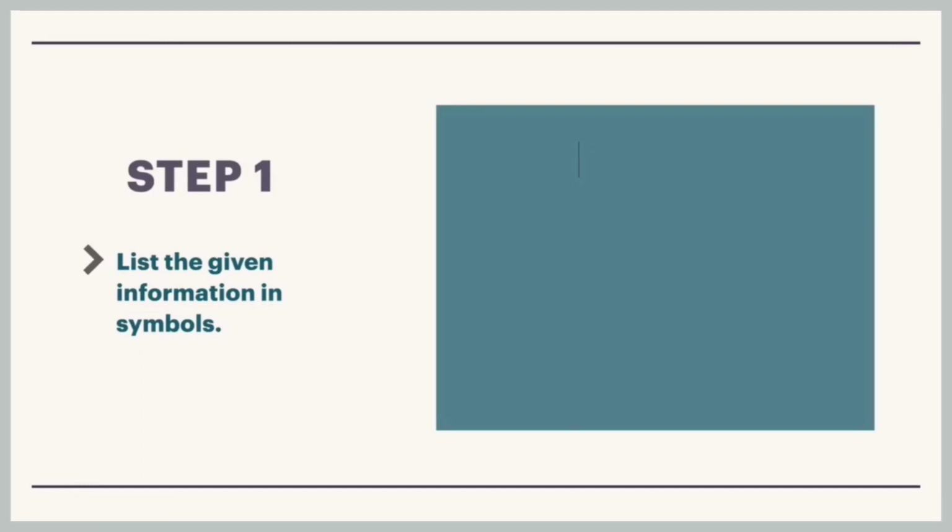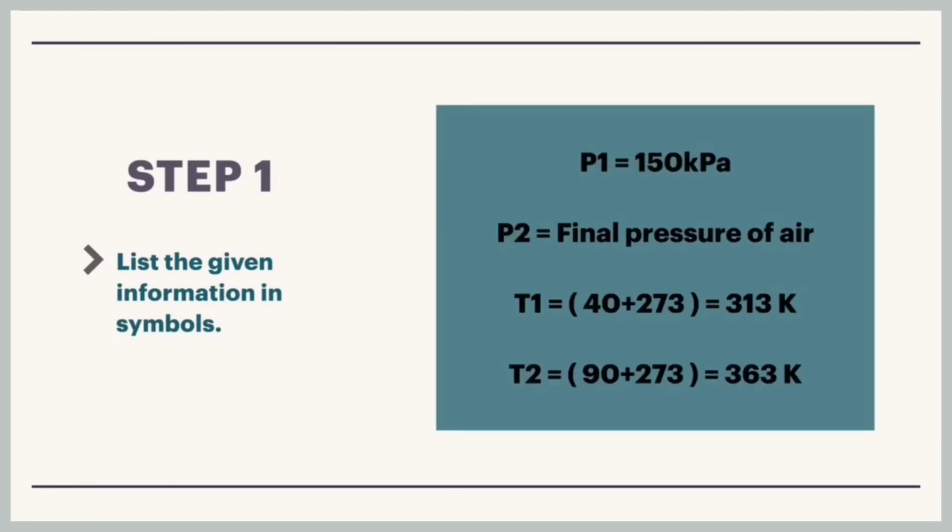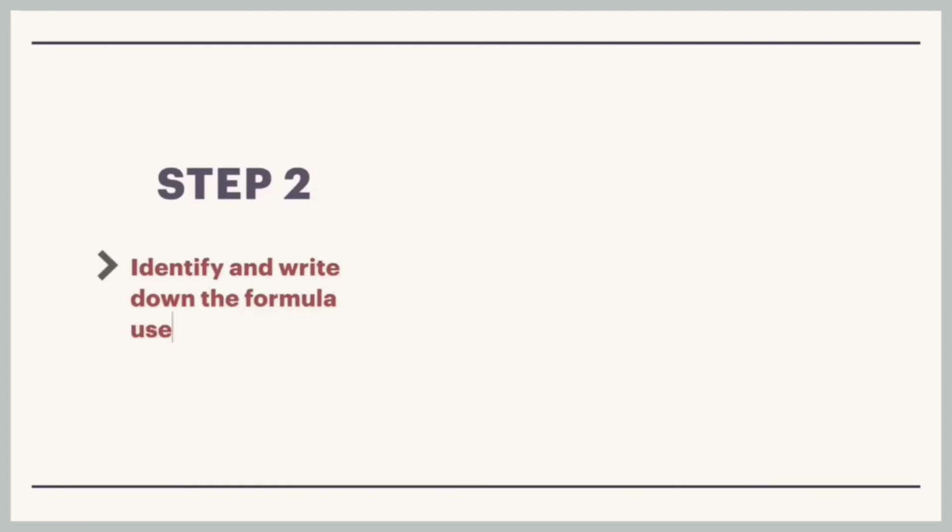Okay, for the very first step, we have to list the given information in symbols. P1 equals 150 kilopascal. P2 is going to be the final pressure of the air. T1 equals 40 plus 273, which equals 313 Kelvin. T2 equals 90 plus 273, which equals 363 Kelvin. Next, for step 2, we have to identify and write down the formula used.